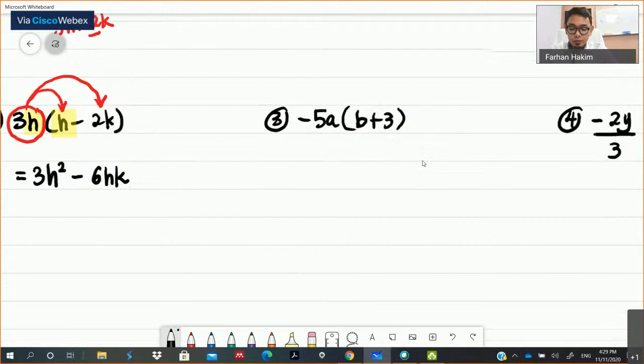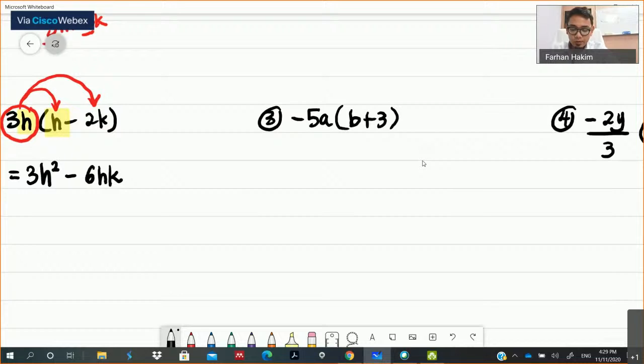Okay, so let's move to question number 3. We want to expand the negative 5a inside. Negative 5a multiplied by b, we will have negative 5ab. And then we have to multiply negative 5a together with 3. We note that we want to multiply negative 5 with positive 3, and we will get negative 15. And then we have the variable a outside. Easy, right?